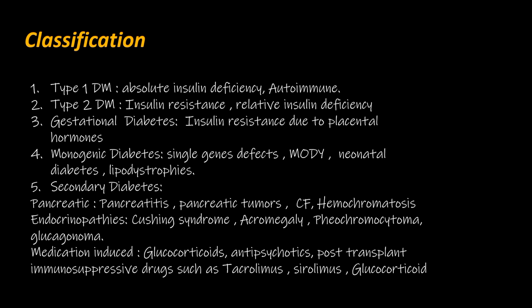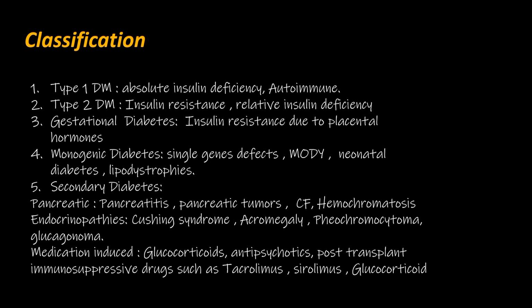Endocrinopathies, this includes Cushing syndrome because of excessive production of cortisol, acromegaly because of excessive production of growth hormone, pheochromocytoma because of oversecretion of catecholamines that includes adrenaline and noradrenaline, and glucagonoma, that is oversecretion of glucagon.